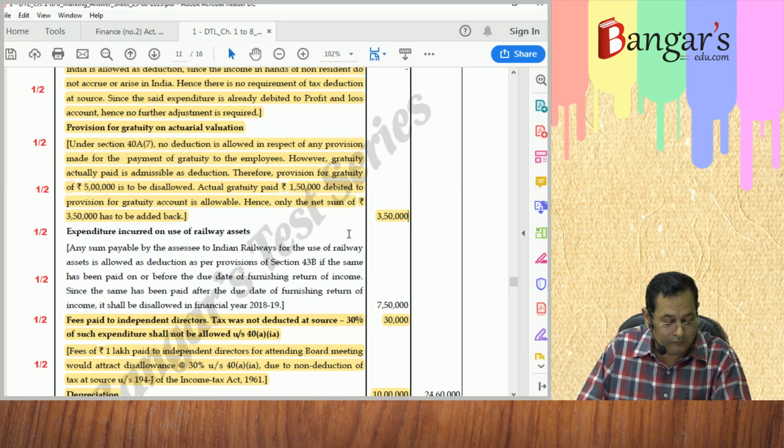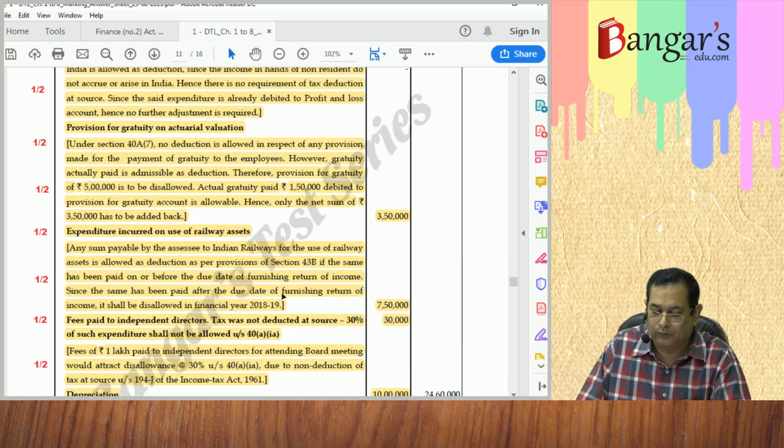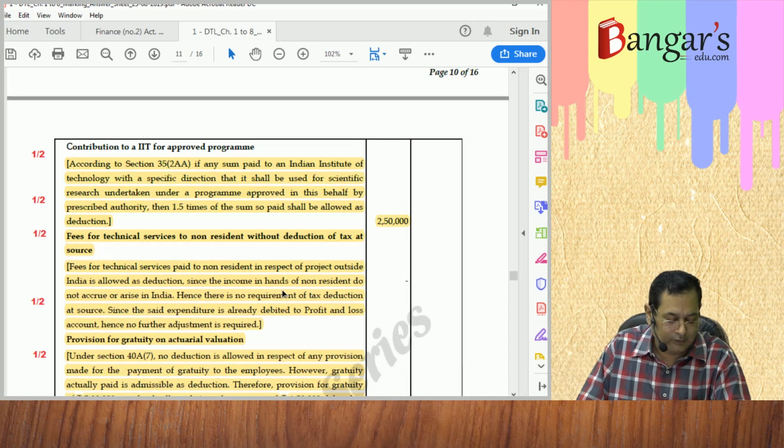Then miscellaneous expenditure includes 7,50,000 on use of railway assets. So expenditure on use of railway assets will be disallowed since the payment has not been made on or before the due date of furnishing the return of income.